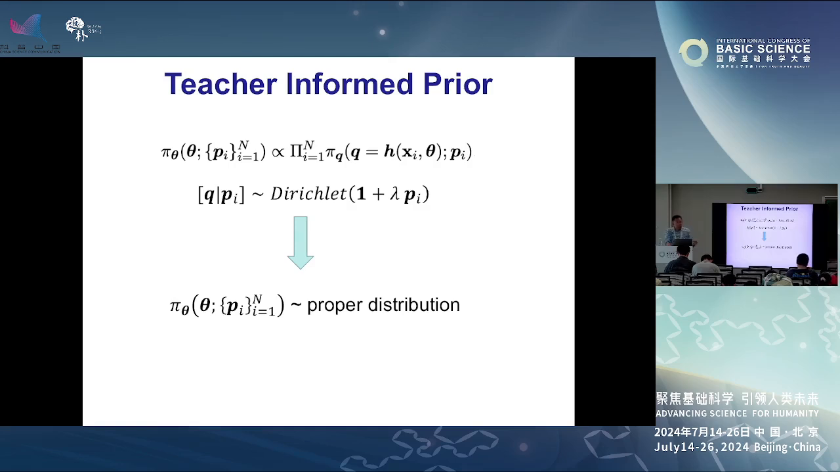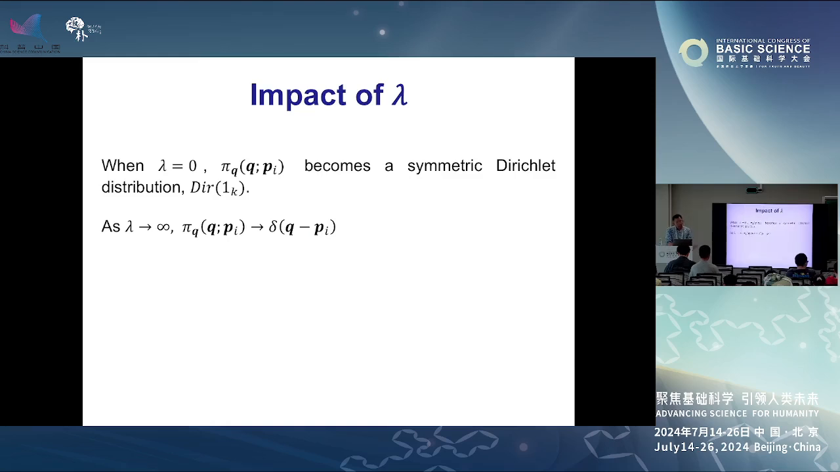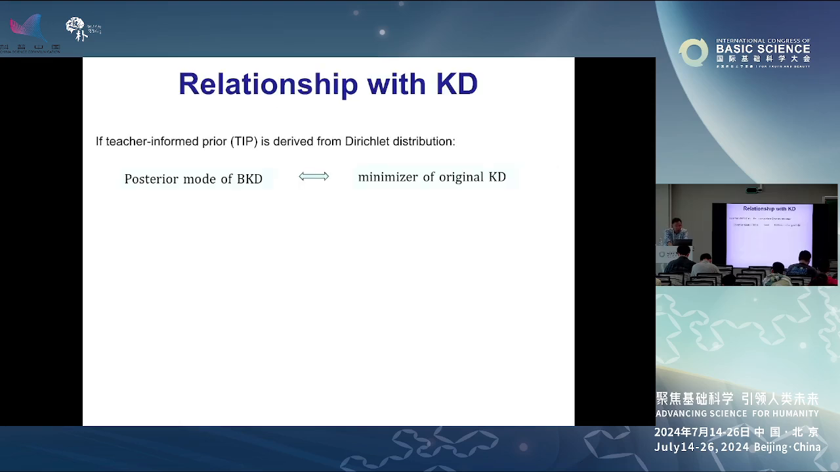Once we formulate the problem like this, we can show the posterior is a proper posterior distribution. Obviously, this lambda has an impact on our model. There are two extremes: if lambda equals 0, this becomes a symmetric Dirichlet distribution; if lambda goes to infinity, this goes to a point estimate. Based on this formulation, we can show that the posterior mode of our so-called Bayesian knowledge distillation is equivalent to the minimizer of the original knowledge distillation.